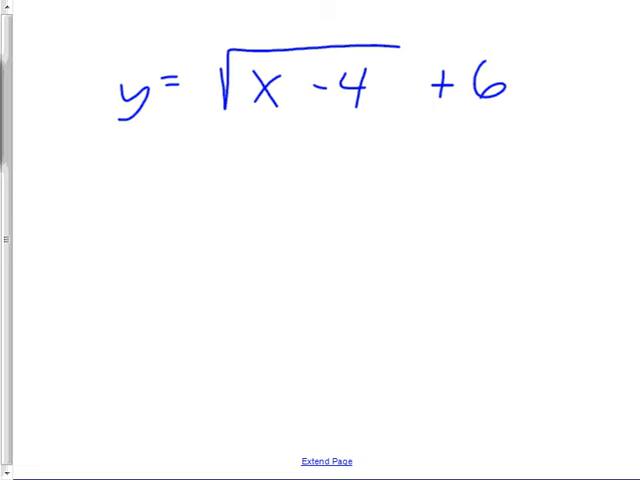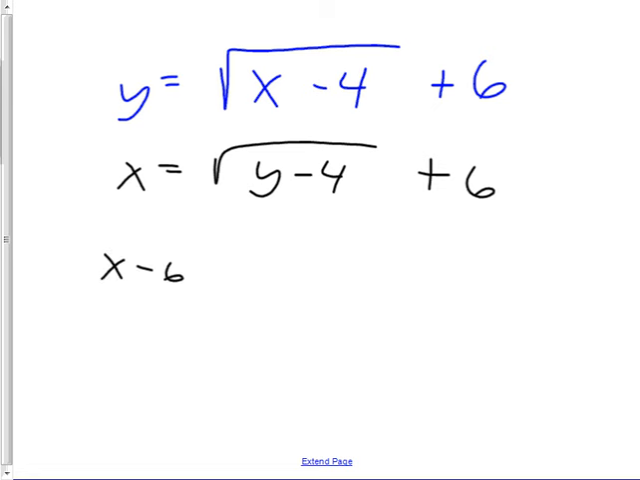All right, here's what you should have done. You should have had x and y get reversed. This is x equals square root of y minus 4 plus 6. Then each time from here on out, I'd start saying to myself, is y alone yet? Because that's what you're trying to do, get y alone. So subtract 6. X minus 6 equals square root of y minus 4. Is y alone there? No. How do I get that square root off of there? Square both sides.